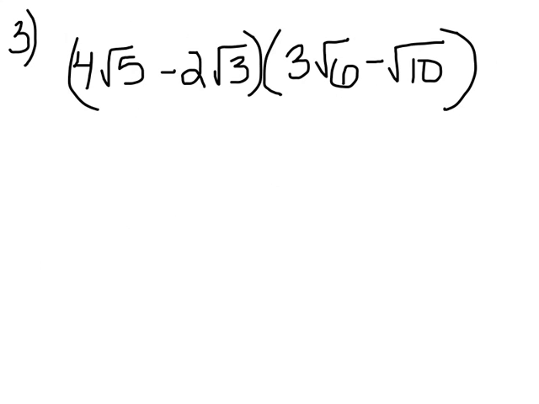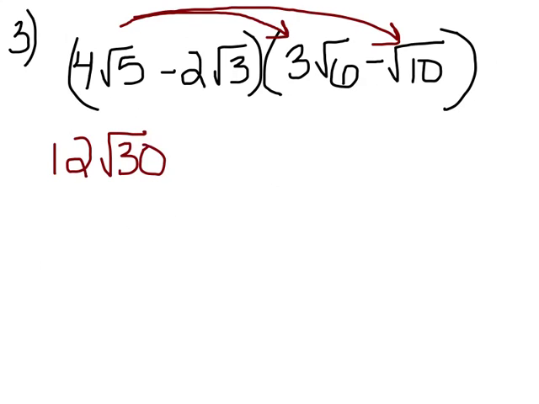In example 3 in your book, we'll be multiplying 4 radical 5 minus 2 radical 3 times 3 radical 6 minus radical 10. We'll also be doing this by using the distributive property. So first we'll multiply 4 radical 5 times the 3 radical 6 and then the minus 1 radical 10. 4 radical 5 times 3 radical 6 is 12 radical 30. 4 radical 5 times a negative 1 radical 10 will give us a negative 4 radical 50.